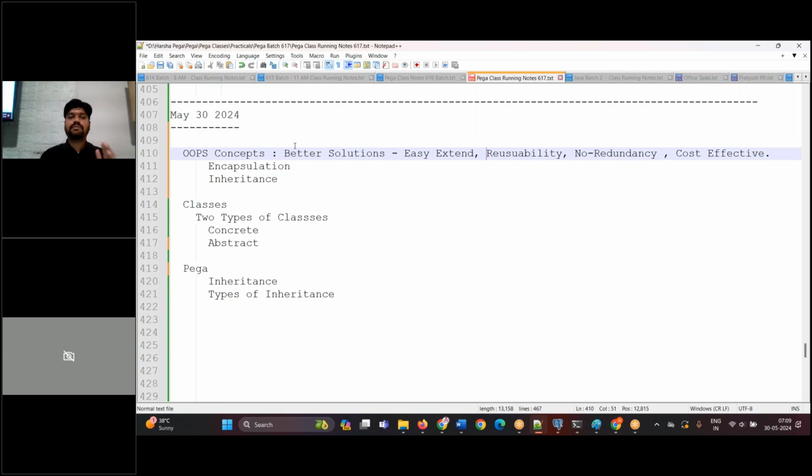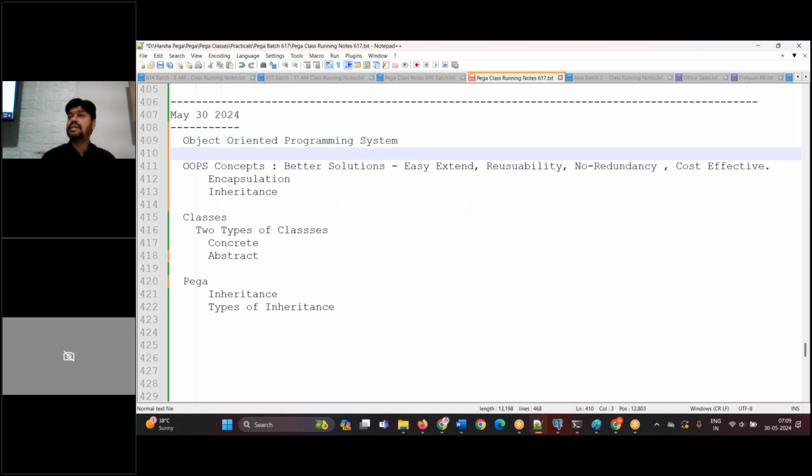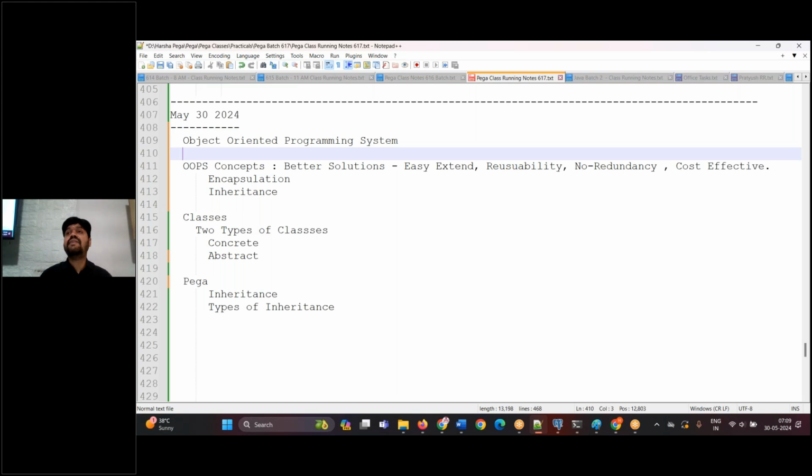OOPS stands for Object Oriented Programming System. S stands for system. System means what? First of all, a system will have a proper structural design. A laptop you will also call a system, right? It has a proper structural design.